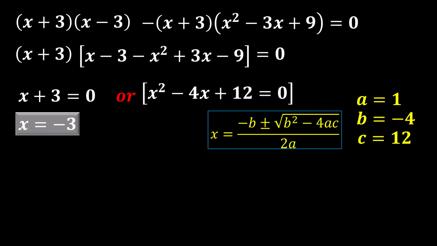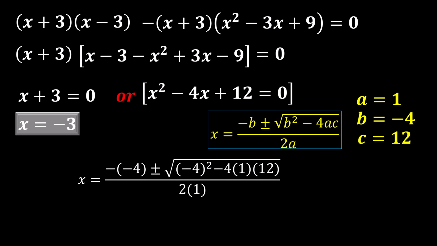If we now substitute our values in our quadratic formula, we are going to get something like this. And this will simplify to x is equal to 4 plus or minus square root of minus 32 over 2. Okay, so here, do you notice we have a square root of minus 32? A square root of a negative number is not a real number, it's an imaginary number.